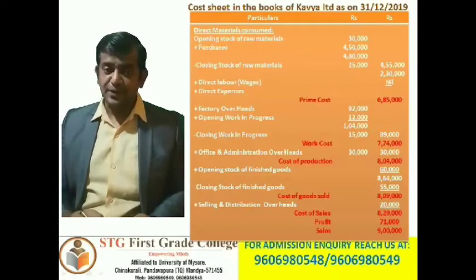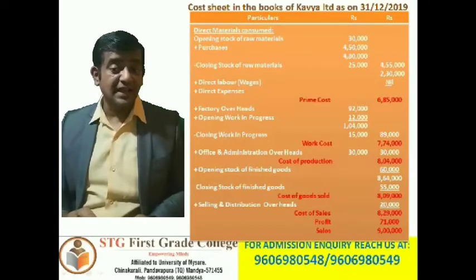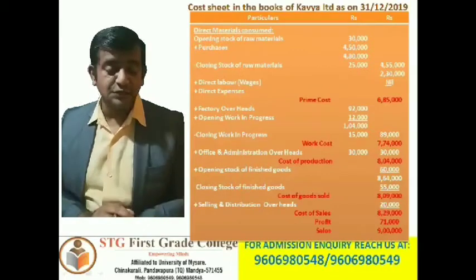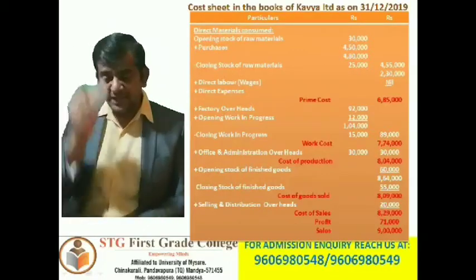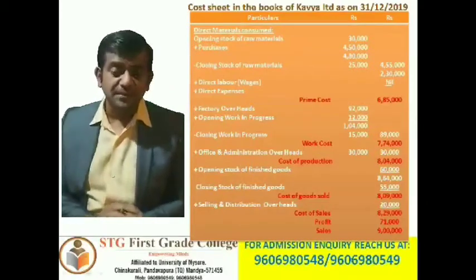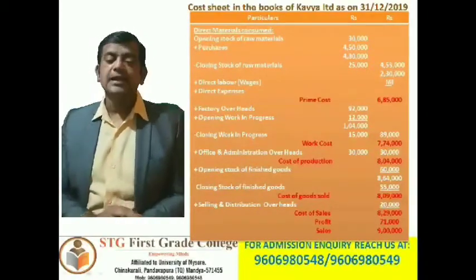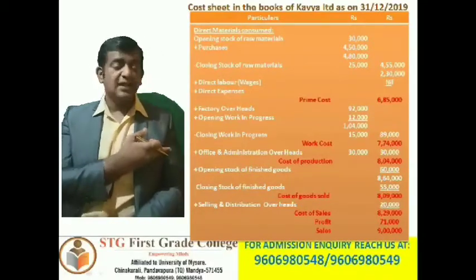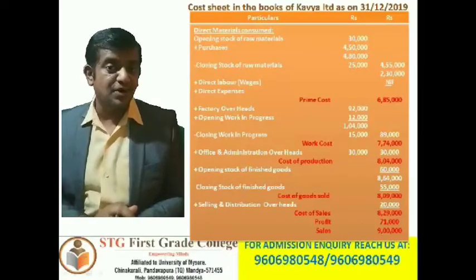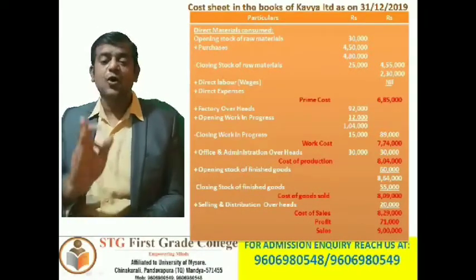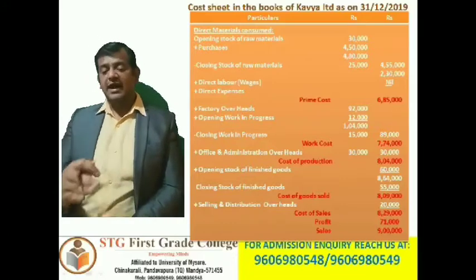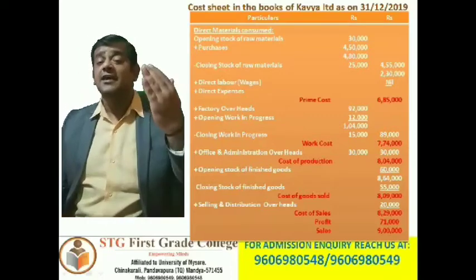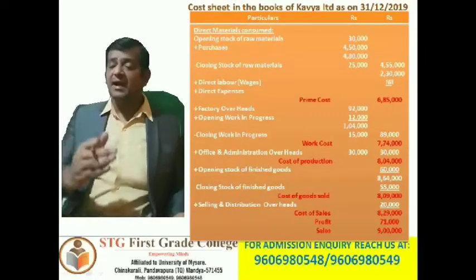Since in the problem he has given the selling price as 9 lakh, correct? We don't know the profit. So cost of sales we know is 8,29,000. Now write down immediately under cost of sales, profit, but leave the amount column empty. Then under profit again write sales. How much is the selling price given in the problem? 9 lakh. So copy that 9 lakh rupees. Now 9 lakh minus cost of sales, that is sales minus cost of sales.